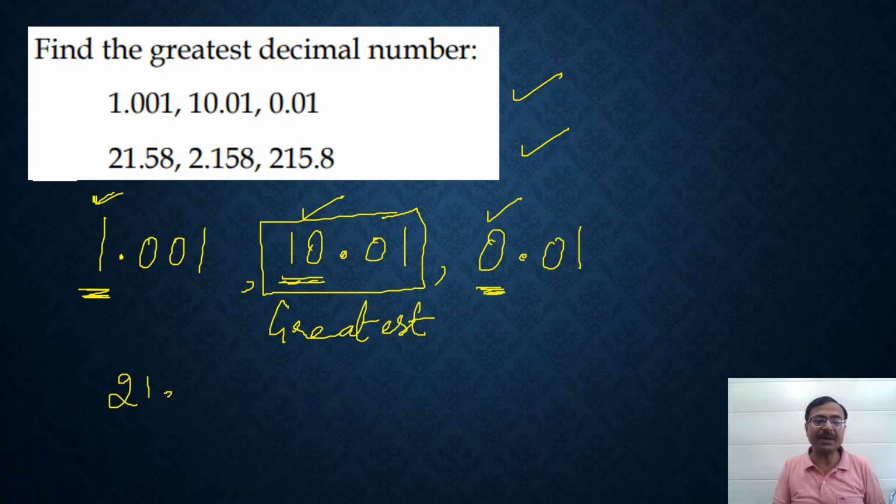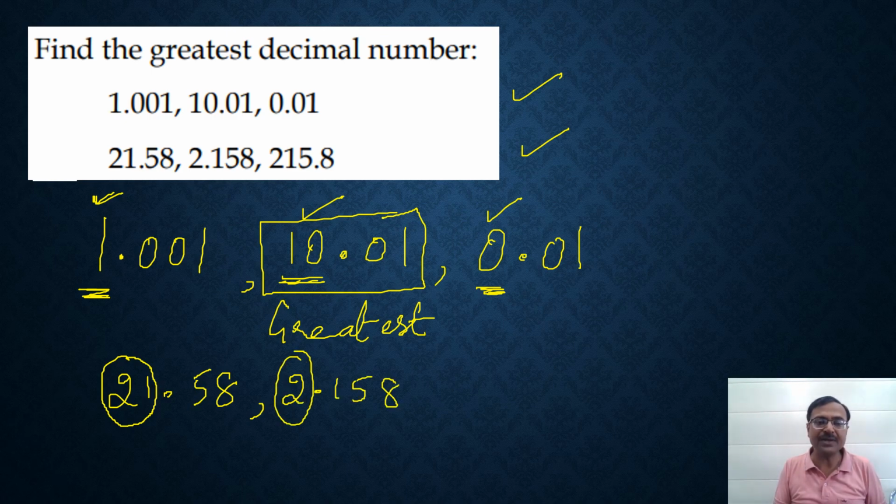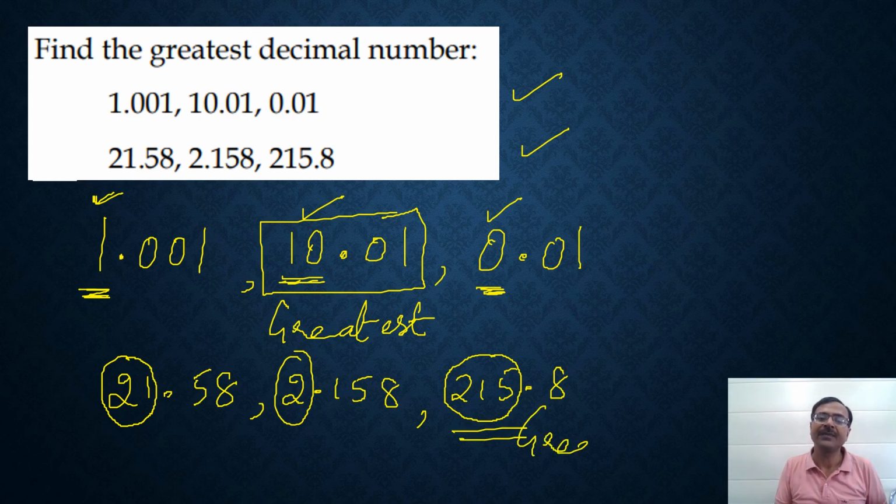So it's only about observing the numbers carefully. Likewise, you see 21.58. This lies between 21 and 22. 2.158 lies between 2 and 3. 215.8 lies between 215 and 216. And therefore, which one is the greatest? This is the greatest. So 215.8 is the greatest decimal number.